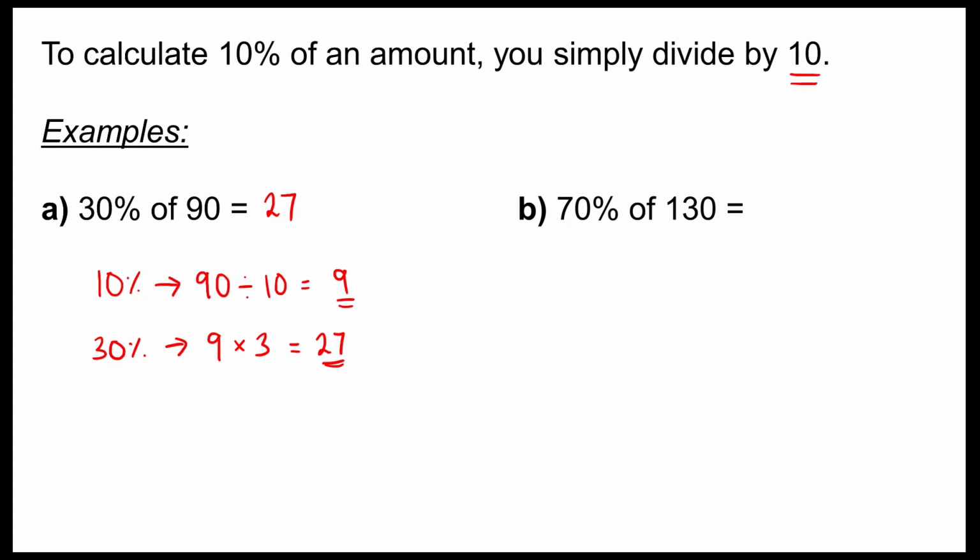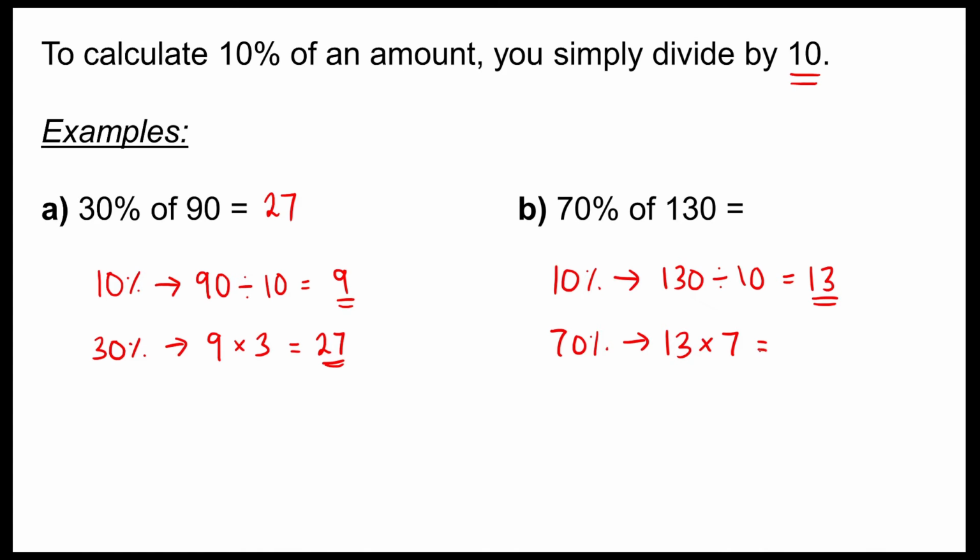Let's have a look at another example of that. So our second example says work out 70% of 130. Again, I would start off by considering what 10% of 130 is by dividing by 10. 130 divided by 10 gives me 13. I know that 70% is 7 times 10%, so I'm going to take my answer of 13, which is 10%, and times it by 7.